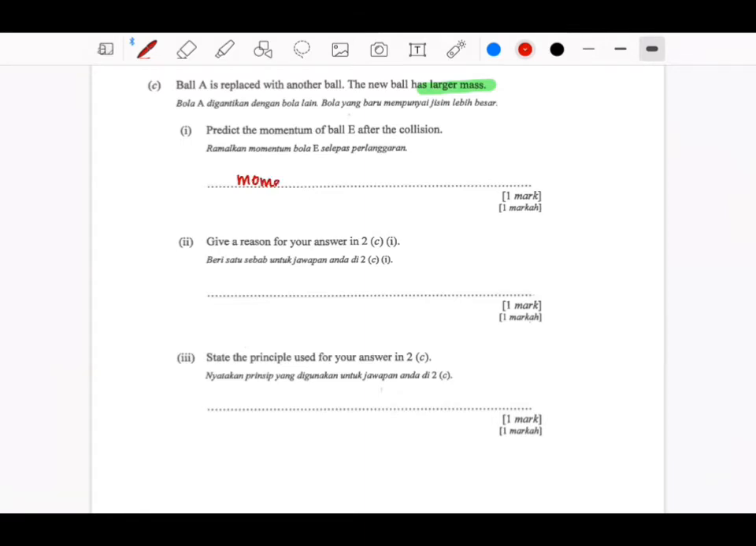The momentum will be increased. Momentum of ball E increases. Give a reason for your answer. The momentum of ball E is transferred from the ball A. When the mass of ball A increases, the momentum of ball A will be increased also. So this is our reason. Momentum of ball A increases because of the larger mass.